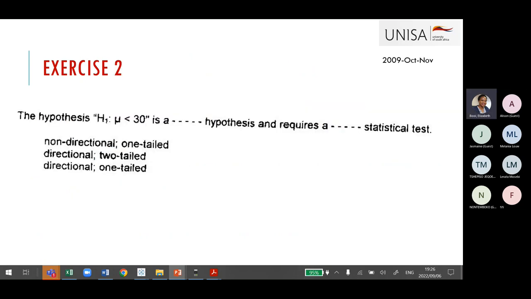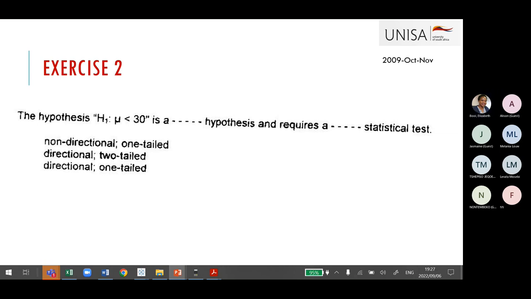So these are other typical questions. You can see I took this from the 2009 October November exam paper. The alternative hypothesis that the mean is less than 30 is a hypothesis that requires a statistical test. Here they expect you to say whether it's a directional or non-directional hypothesis, and whether it requires a one-tail test or a two-tail test.